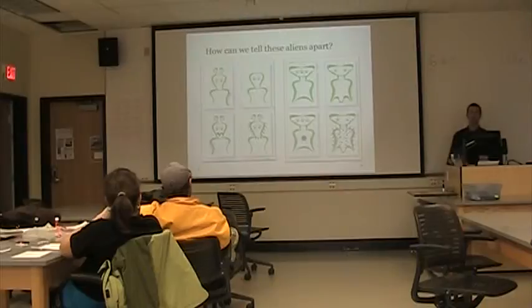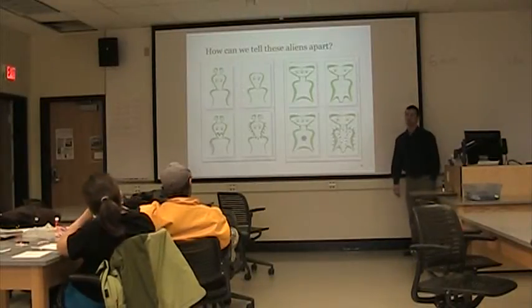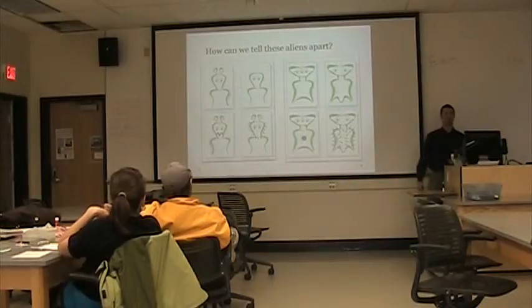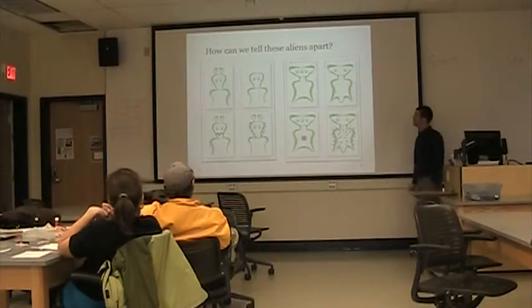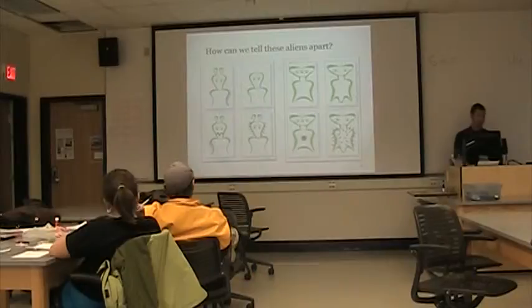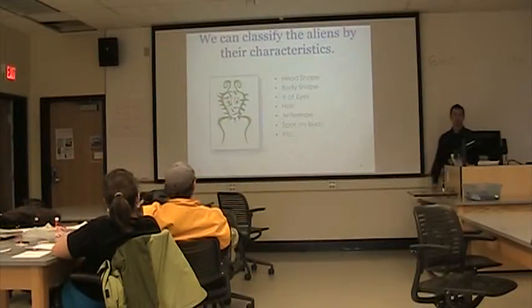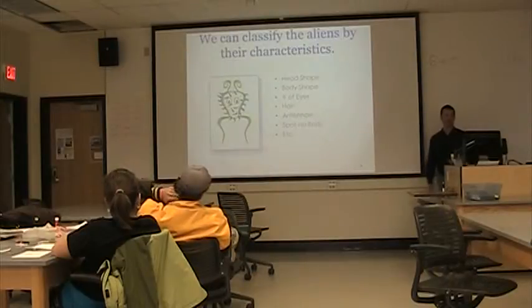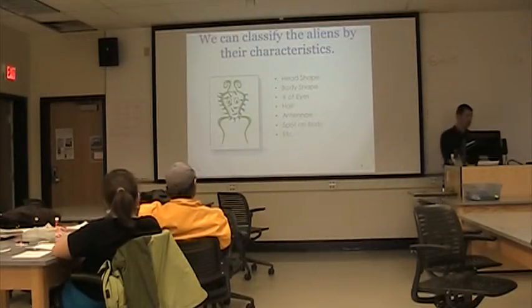So who can tell me how we would tell these aliens apart? Dusty? Number of eyes. Number of eyes, good. Anyone have another one? Antenna? Antenna, right. So these are all different characteristics that we were looking at. We can classify them by their head shape, their body shape, number of eyes, hair, antenna, whether or not they have spots, etc.